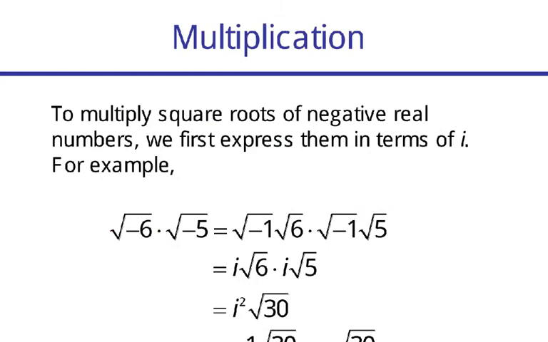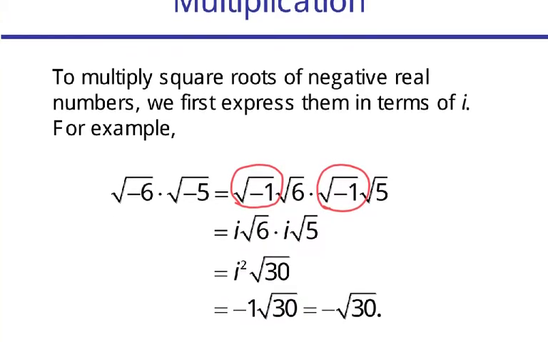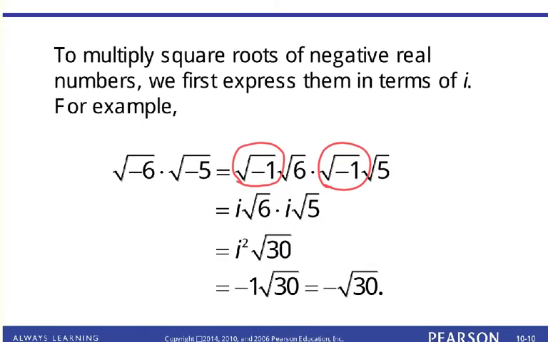To multiply, we're going to first put each radical in terms of i. So you see here that they pulled out the square root of negative 1. They pulled out the square root of negative 1. And they made each of those i. Which gives you i squared, which is negative 1. So we have negative square root of 30.